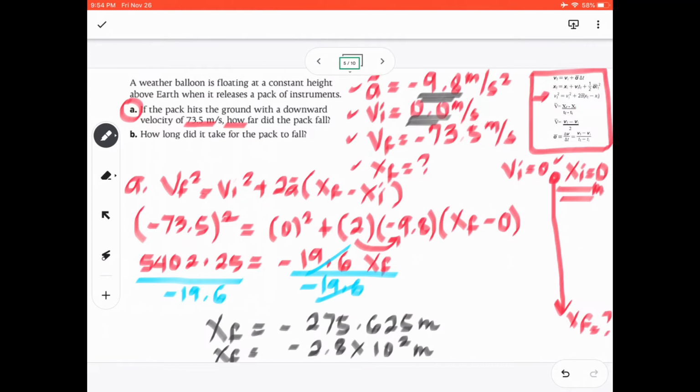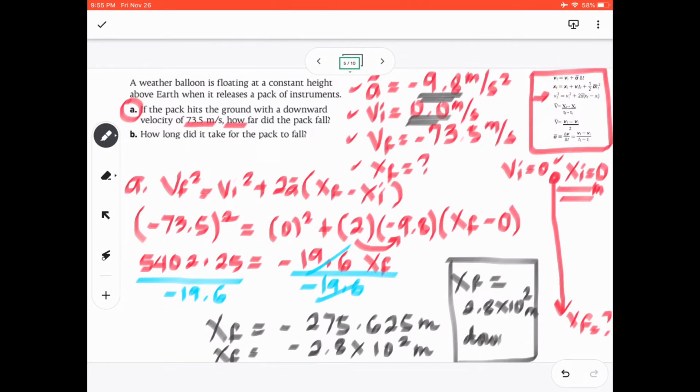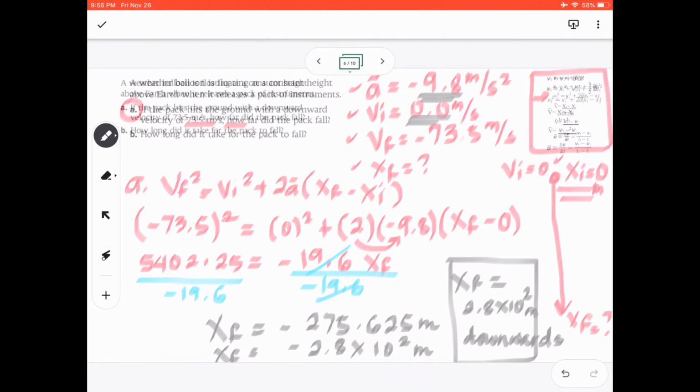You can also write your answer as XF is equal to 2.8 times 10 raised to positive 2 meters downwards. If you don't want to write the negative sign, then at least write downwards as your direction, because negative already denotes downwards direction.